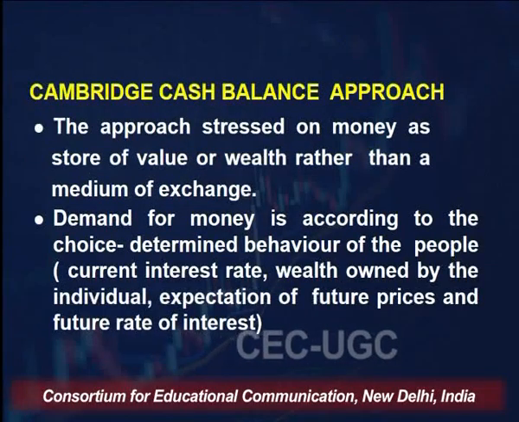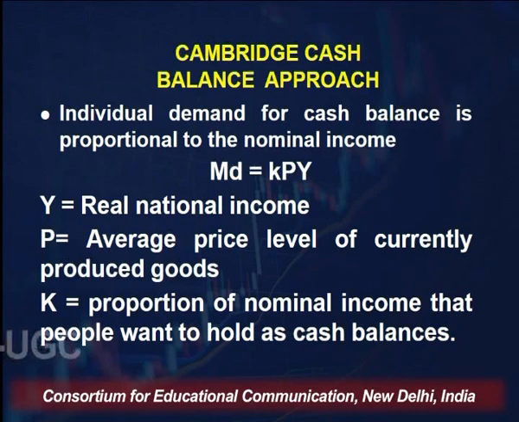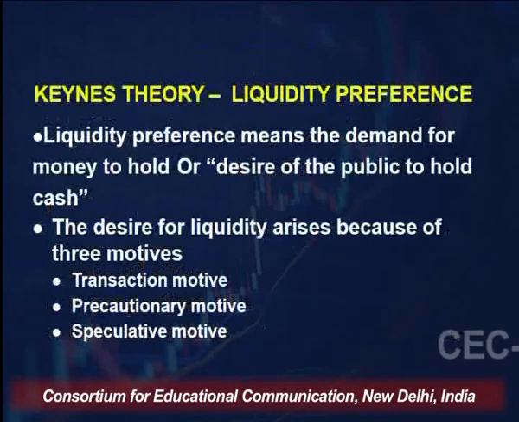Then came the Cambridge cash balance approach. The approach stressed money as a store of value or wealth rather than a medium of exchange. So demand for money is according to the choice-determined behavior of the people, on the basis of the current interest rate, wealth owned by the individual, and expectations of future prices and future rate of interest. According to the Cambridge cash balance approach, individual demand for cash balance is proportional to the nominal income, that is MD = KPY. Here Y is the real national income, P is the average price level of currently produced goods, and K is the proportion of nominal income that people want to hold as cash.